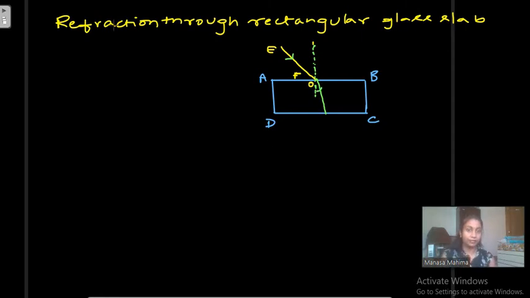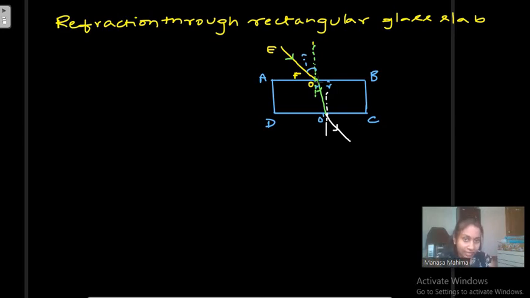So this is the refracted ray, and I need to draw the angle of incidence and the angle of refraction. This refracted ray again meets the rectangular glass slab at the point O prime, so I need to draw the normal there. Here the ray is traveling from the denser medium to the rarer medium. How will it refract? The refracted ray will move away from the normal.